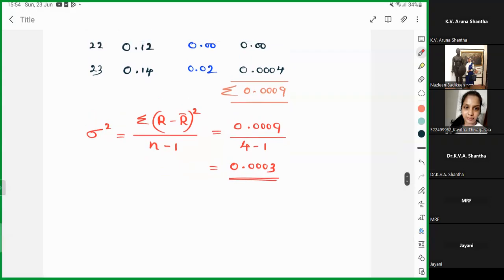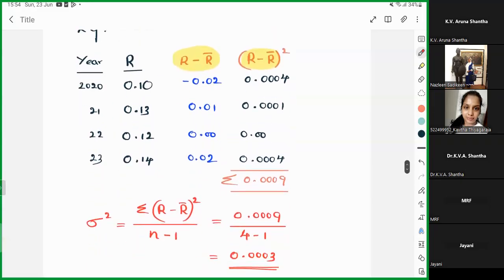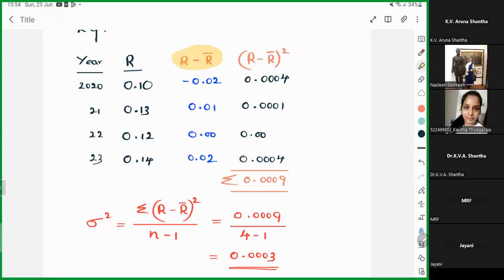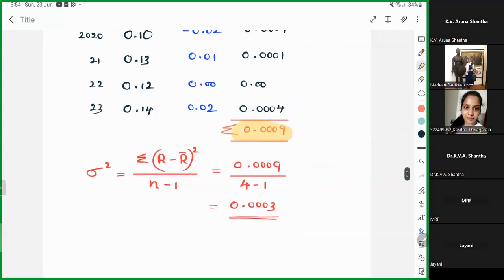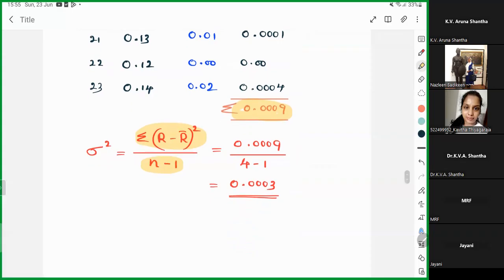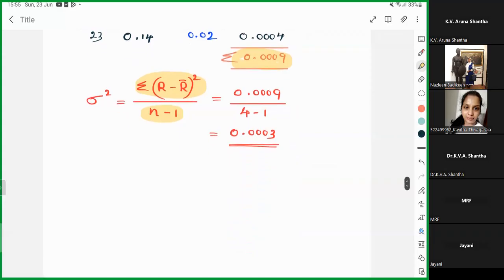Now you see again the calculation. First you got the deviation of rate of return from the average. Then you got the squared deviation and the total of the squared deviations. This total divided by n minus 1. So that is the variance. Right.